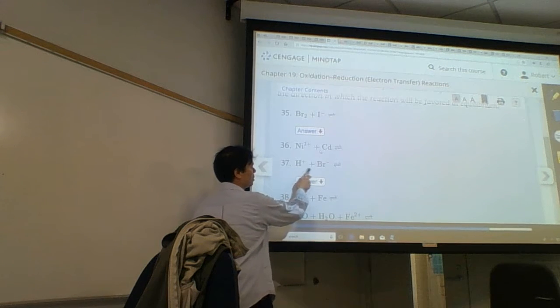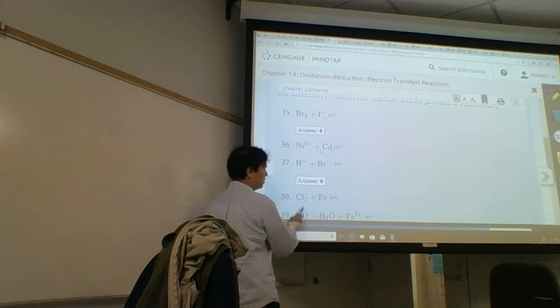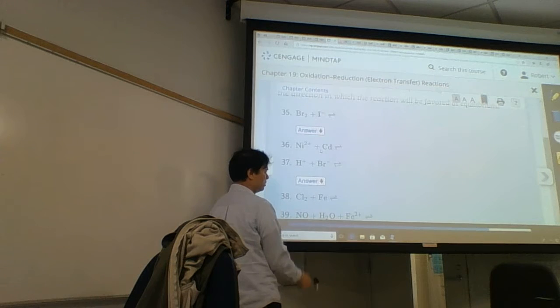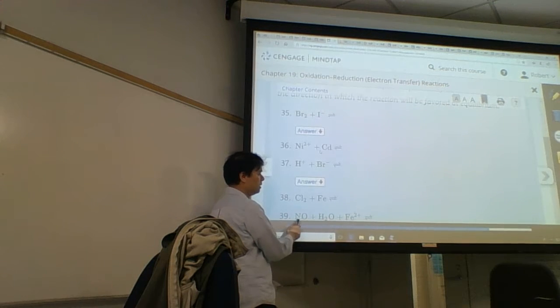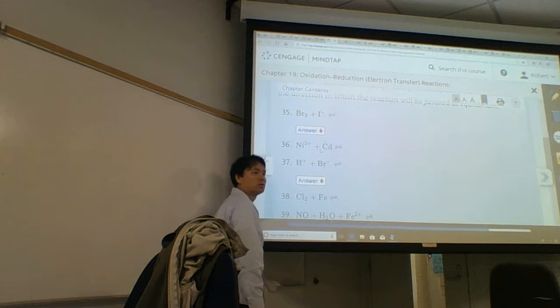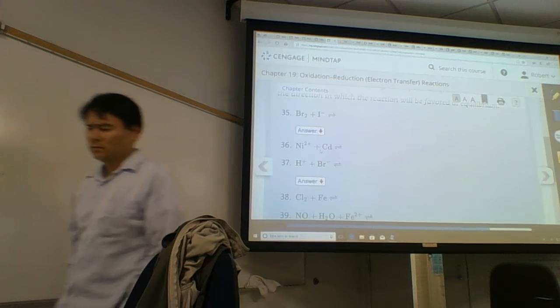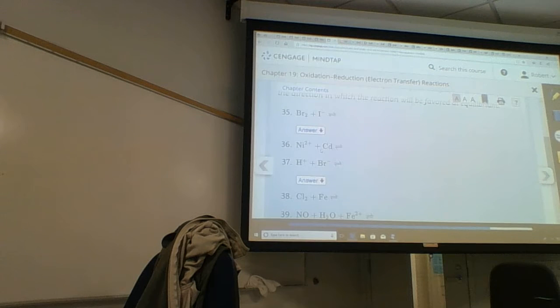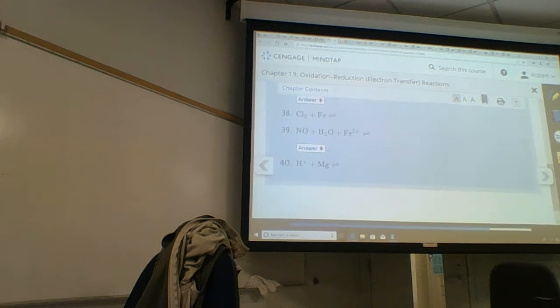H plus is on the chart, bromine's on the chart, chlorine's on the chart, iron's on the chart. How about NO and water and iron 2? Are those on the chart? Yes, all those are on the chart. And so we could use the chart method to write out the half reactions and then just figure out, based on what the strongest oxidizer and the strongest reducer are. H plus and magnesium, those are on the chart. Water.